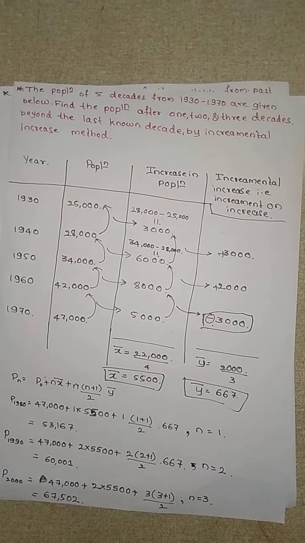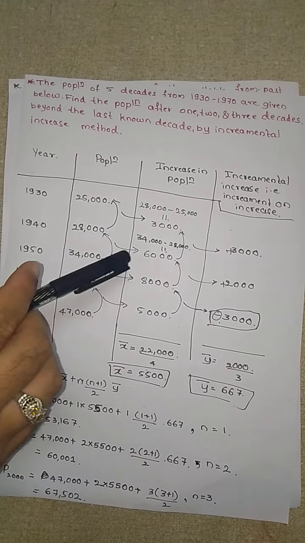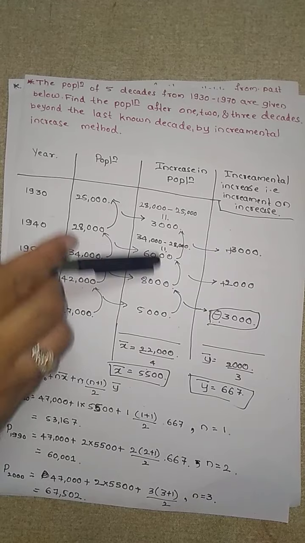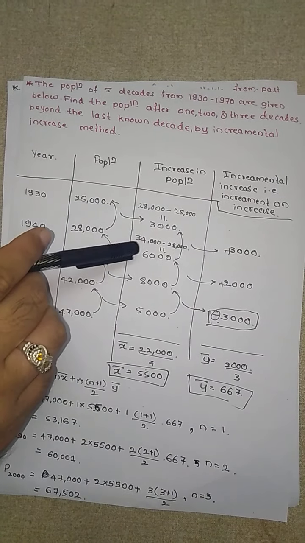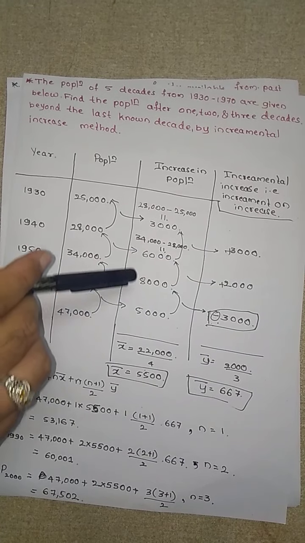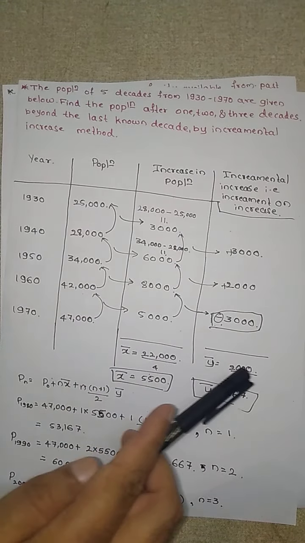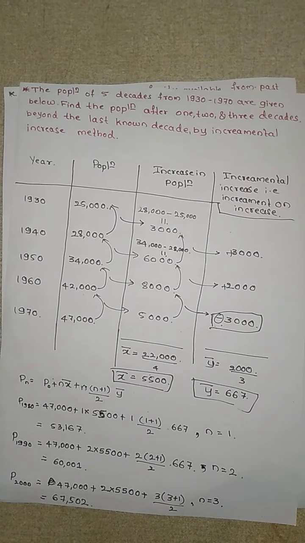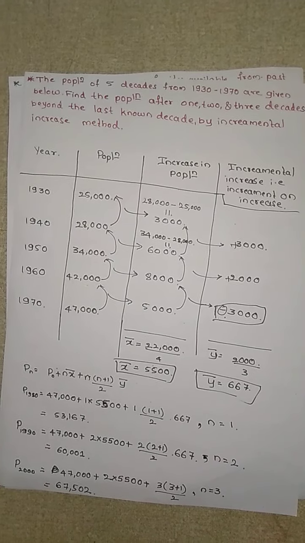Is it clear how we have determined the y bar? I think x bar is clear too. Y bar, I will once again tell it: 6,000 minus 3,000, 3,000; 8,000 minus 6,000, 2,000; 5,000 minus 8,000, minus 3,000. Then we have done the addition of all this, then the average. So this is how we have calculated the y bar.